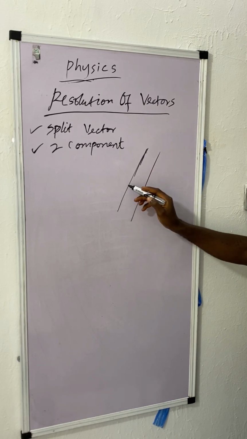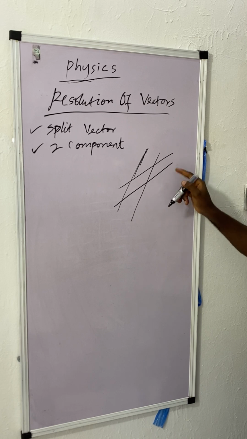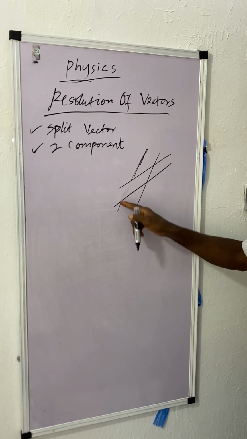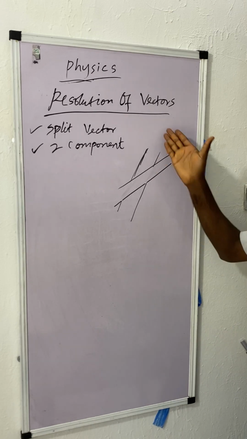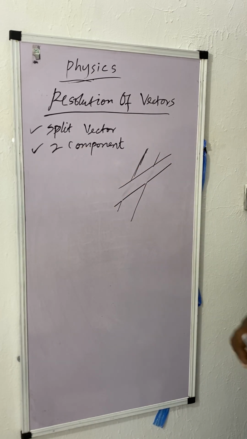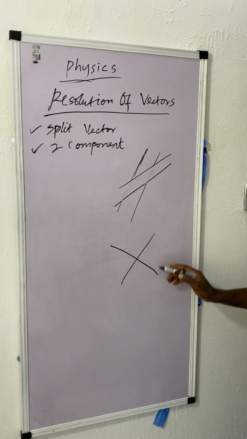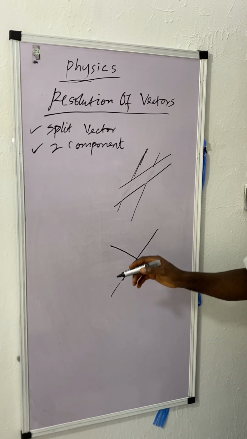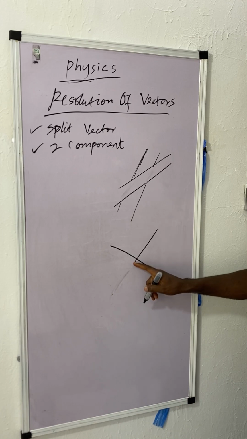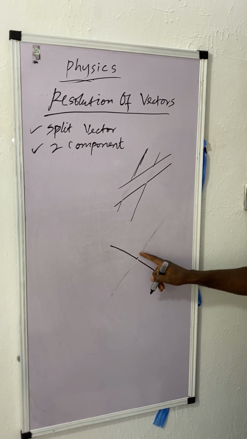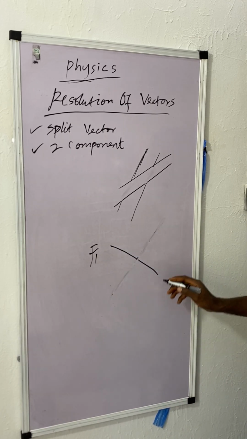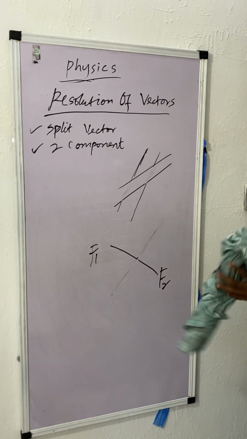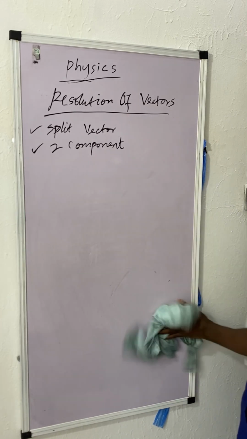Remember, something that is perpendicular is intercepting, like this and like this. So you split the vector into two components, and you will have something like a crisscross kind of geometry. Let's say this is the first vector, vector 1, and this is vector 2. So that is resolution of vectors for you. We use it to solve vector problems.